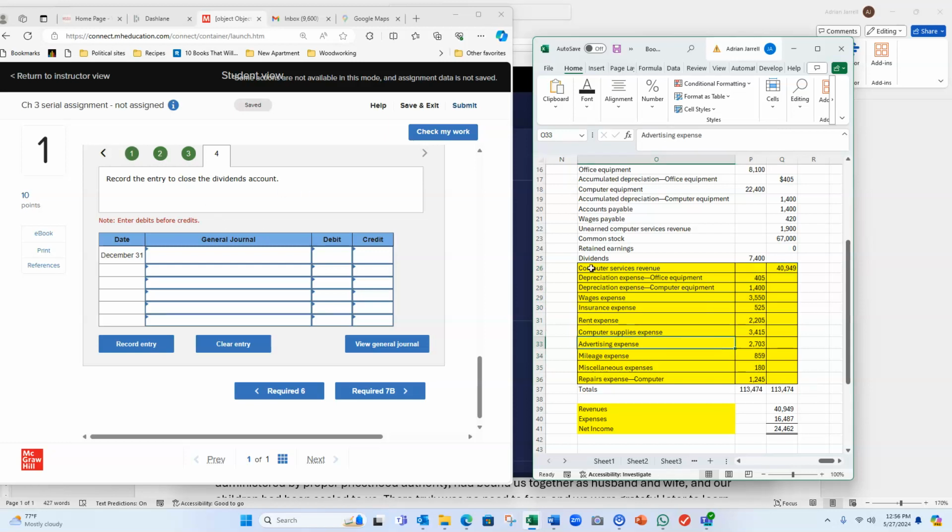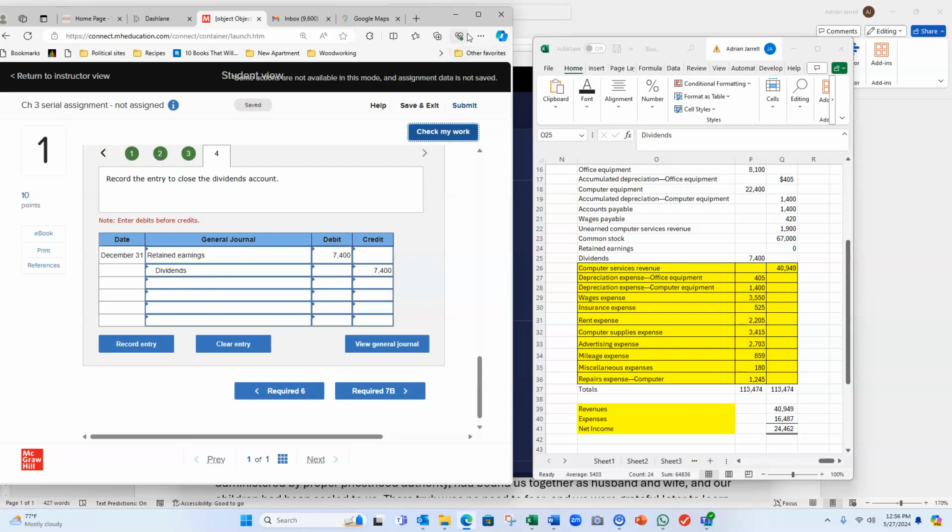Now we just need to do the dividends account. It has a debit balance, so I'm going to credit it. Debit retained earnings for $7,400 and credit dividends for $7,400. So everything from dividends all the way down to the last expense is turned into zero, and that number is now in retained earnings.